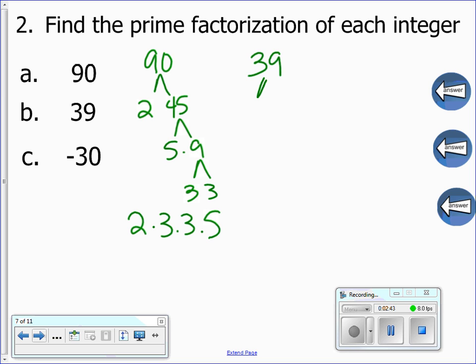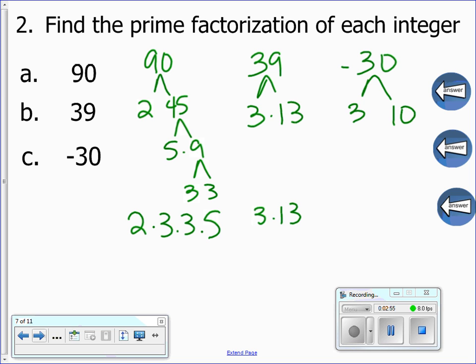39, I'm going to break that down to 3 and 13. And both of those are prime numbers, so that's my answer, 3 times 13. For -30, I'm going to break that down to 3 and 10, and then this goes to 5 and 2. So remember the list, since it's a negative number, has to start with -1 times 2 times 3 times 5.